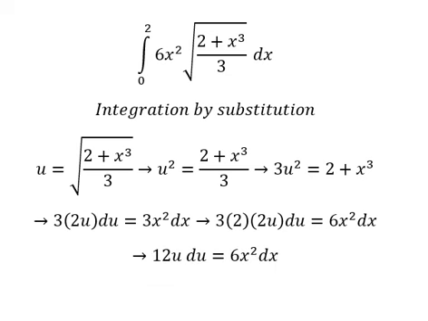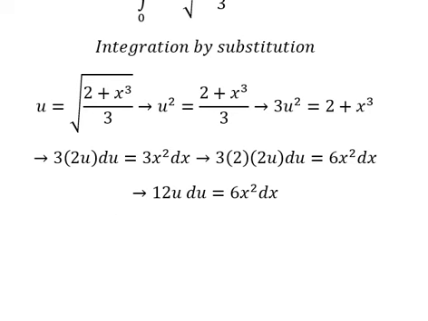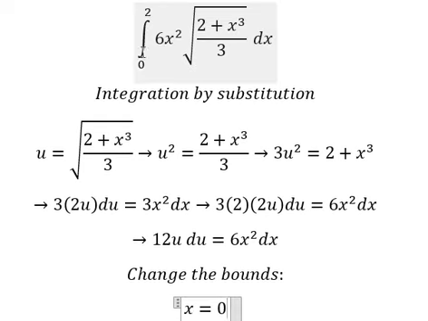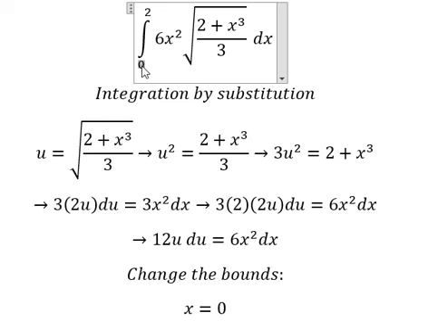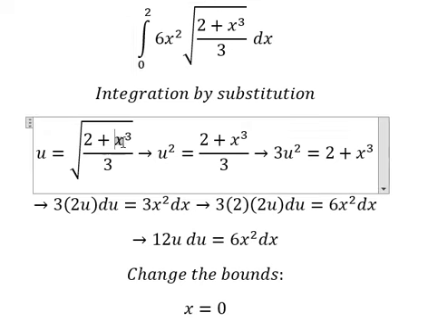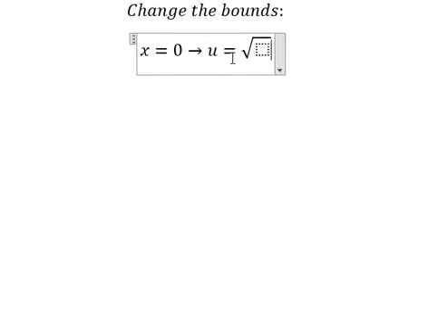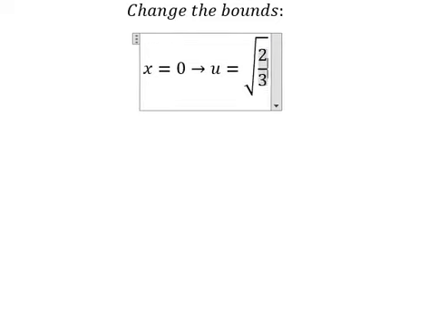And now we need to change the bounds. When x equals number 0, that is from here. So we put number 0 here to find the value of u. So this one we have u equals the square root of number 2 over number 3.